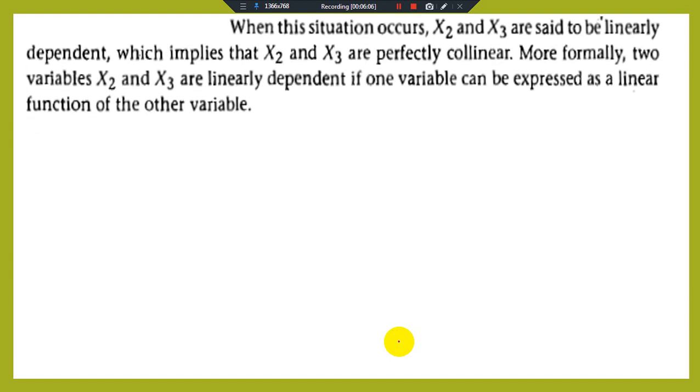When this situation occurs, x2 and x3 are said to be linearly dependent, which implies that x2 and x3 are perfectly collinear. More formally, two variables x2 and x3 are linearly dependent if one variable can be expressed as a linear function of the other variable.